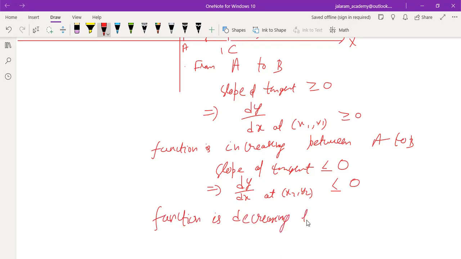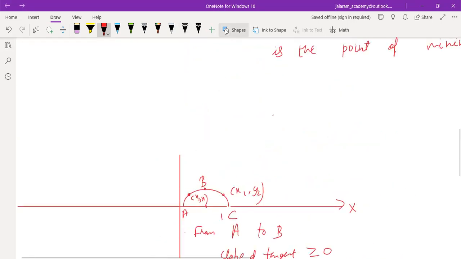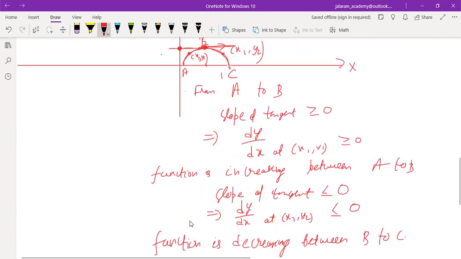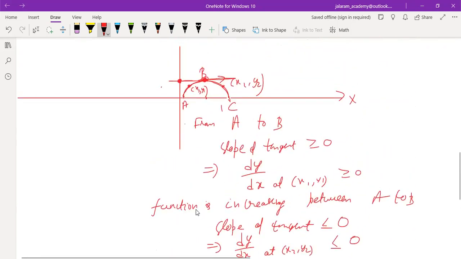Function is decreasing between point B to point C. And what happens at B? Tangent becomes parallel to the x-axis. Look at this. At B, at this point, what happens? First the function is increasing, then it is decreasing. And at B, function has the maximum value of y. Now, this is the maximum value of y. It doesn't go beyond this point along y-axis. Means function has the maximum value at B. Is that clear to you?